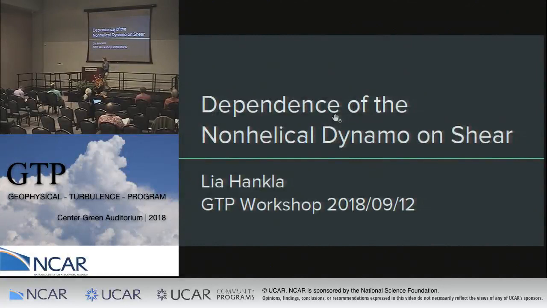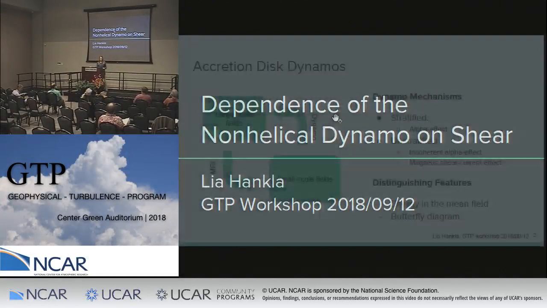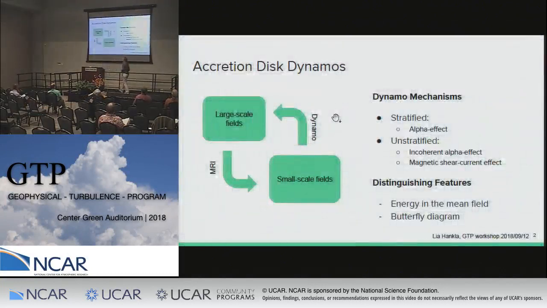All right. So I'm going to be talking about the dependence of the non-helical dynamo on shear. So just a little bit of context. I'm talking about accretion disk dynamos here. So we already heard a lot about these from a variety of talks so far. Basically, the MRI generates turbulence, and we need some sort of mechanism to go from small-scale fields to large-scale fields, and that's the role of the dynamo mechanism.